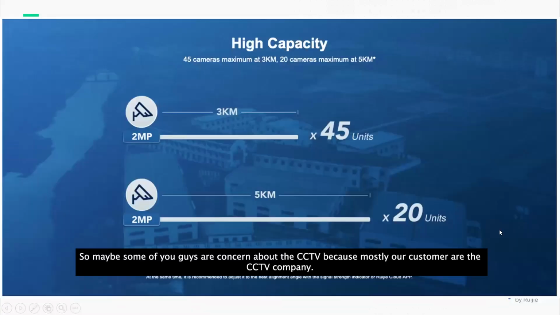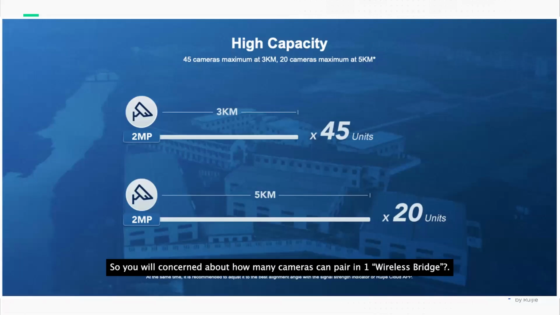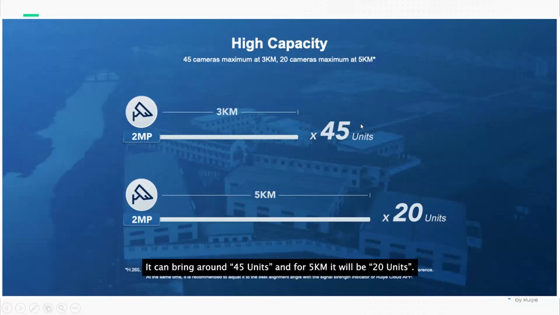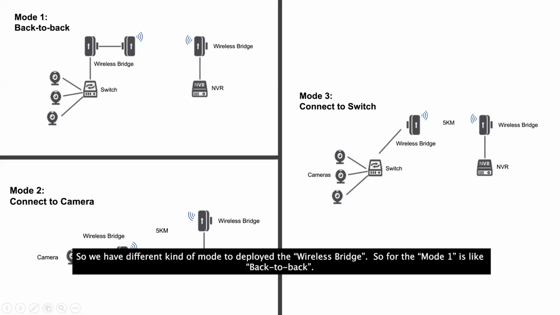Maybe some of you will be concerned about CCTV, because most of our customers are in the CCTV context. So we're concerned about how many cameras one pair of wireless bridge can carry. Based on the models, for 2 megapixels and H.265 plus, within 3 kilometers, it can carry around 45 units. Yeah, so we have different kinds of modes to deploy the wireless bridge.